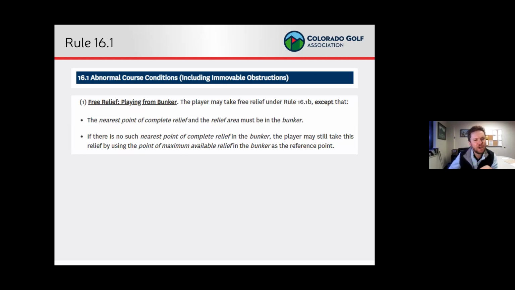That doesn't happen that much, because typically you're going to have a place to take relief. But maximum available relief is where there's the least amount of interference from the condition in question. Let's say it's temporary water, which is most of the case in a bunker, where it interferes with you the least. Your reference point is there, and you drop within a relief area. We're not going to get into that as much here.